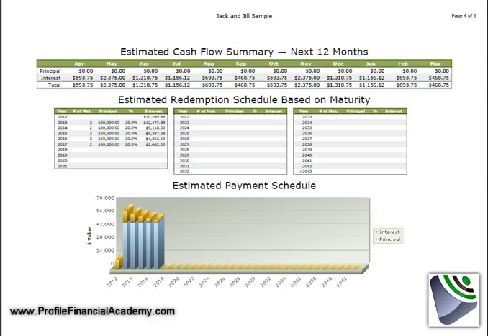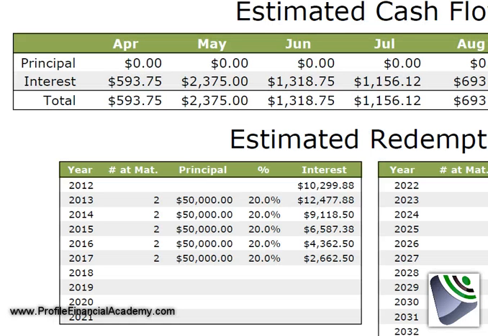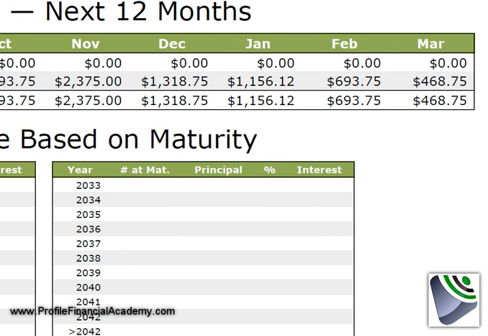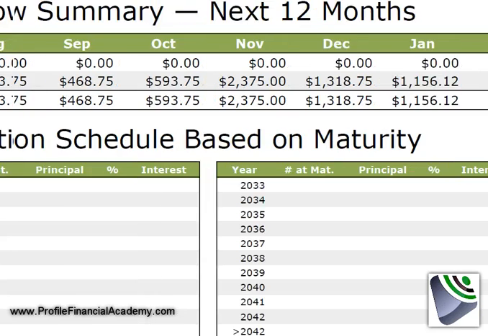Finally, we'll look at the estimated cash flow summary for the next 12 months. The reason it can only go to a certain amount of time is because after a while the bonds mature and then, frankly, there's nothing more to talk about. So let's zoom in a little bit here. The top of the chart shows you how much in principal you expect to get back over the next 12 months. And as you can see, if we scan across the top, we actually don't expect to get any over the next 12 months because our first bond doesn't mature until after a year from now.